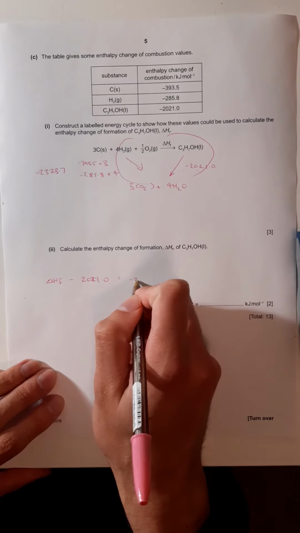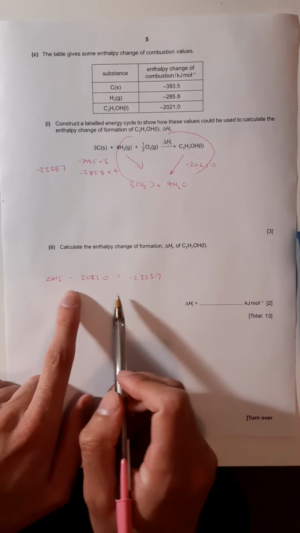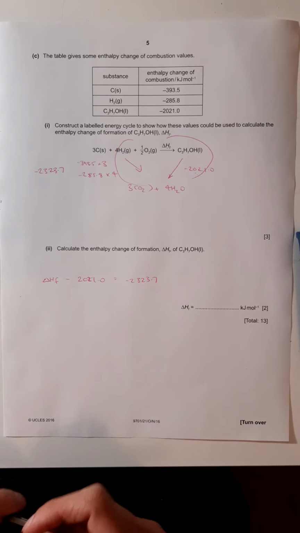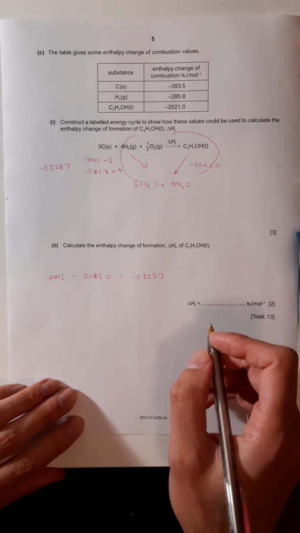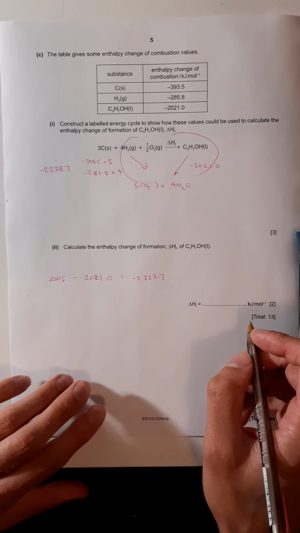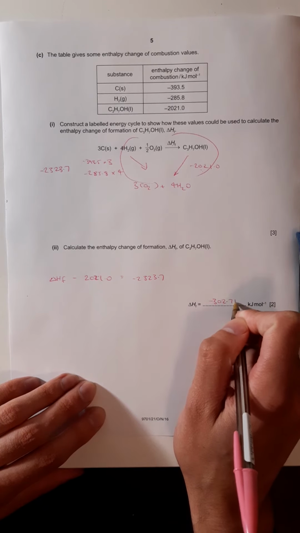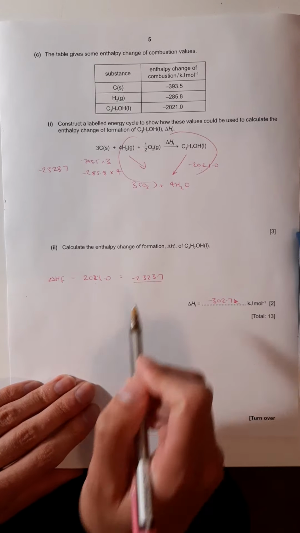So we'll have minus 2,323.7 here. And they're going to be equal. When I add the delta HF on to this, I'll get minus 2,323.7. And that must mean that the enthalpy change is minus 302.7 kilojoules per mole, because that added onto that gives us this value.